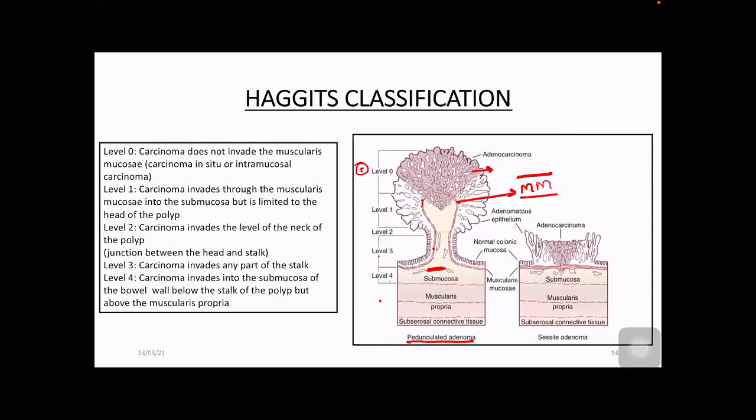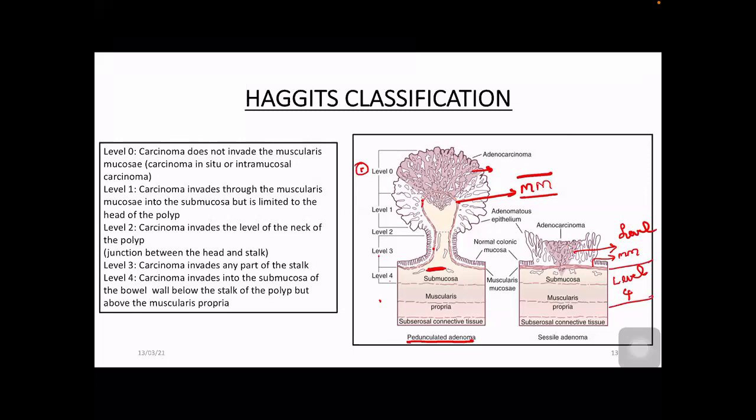The pedunculated adenoma has 5 levels, whereas in sessile adenoma there are only 2 levels. Level 0 is basically an intramucosal carcinoma, where the tumor is confined. This is the muscularis mucosa here. Once it pierces the muscularis mucosa and reaches the submucosa, it is level 4. So directly it becomes level 4 in sessile adenoma, because it doesn't have a stalk like a pedunculated adenoma.